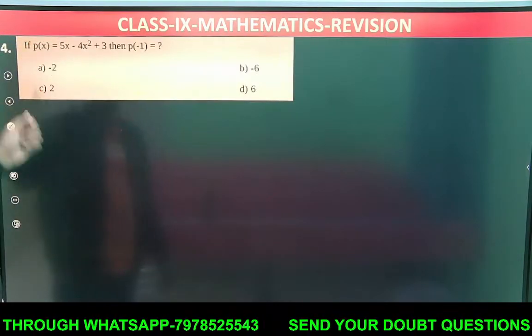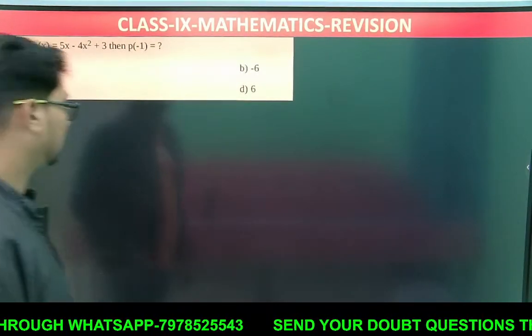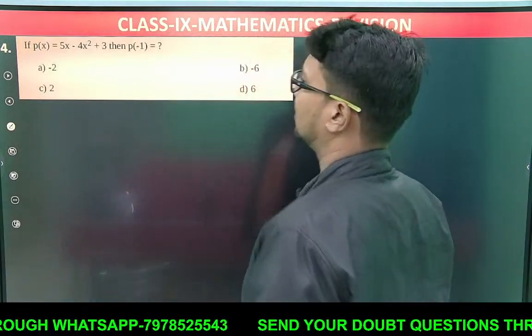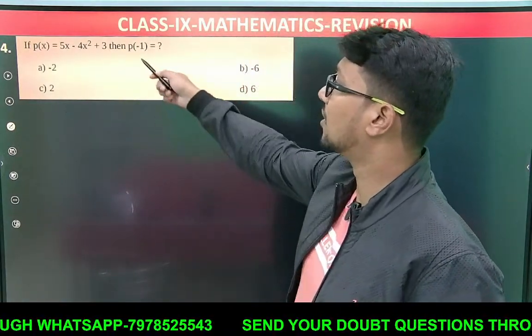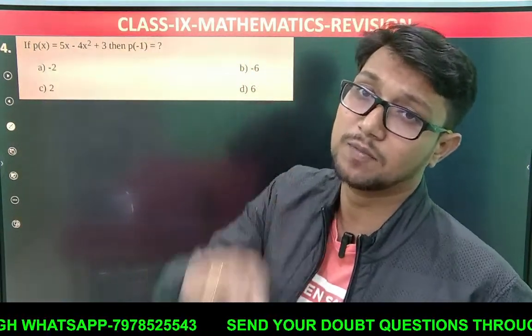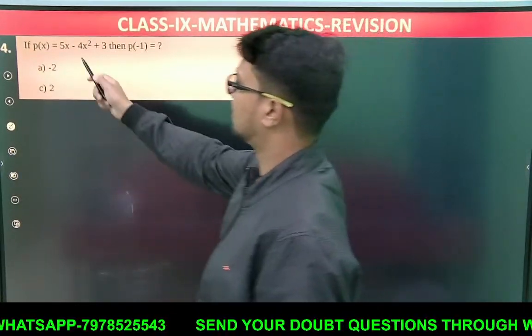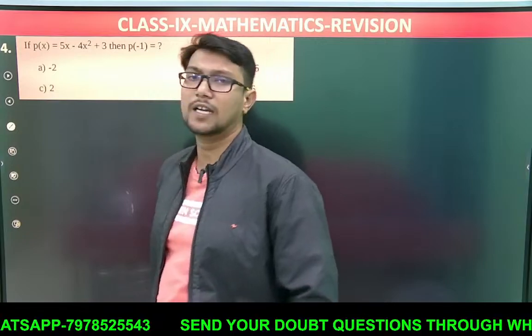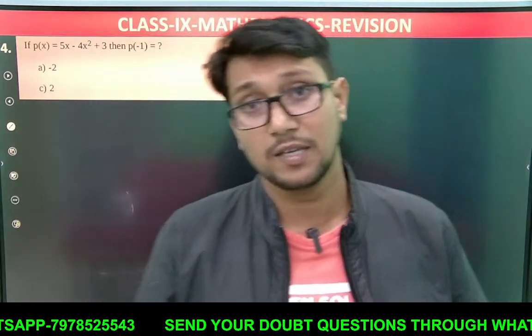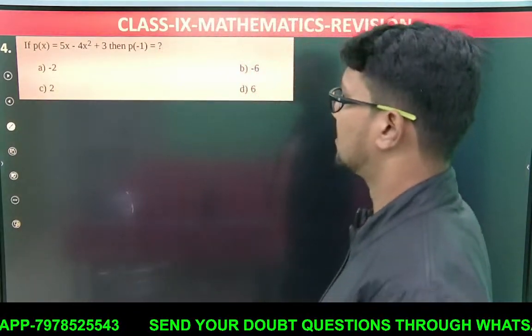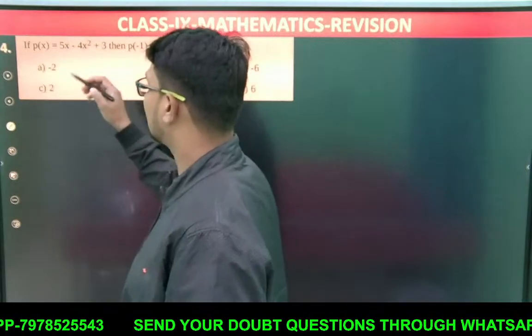The next question is here. Question is saying, if p of x, it is coming from which chapter? Chapter 2, that is polynomials. So the question is saying, if p of x equals 5x minus 4x square plus 3, then find p of minus 1. Very important question, as well as interesting. So let us solve this question.